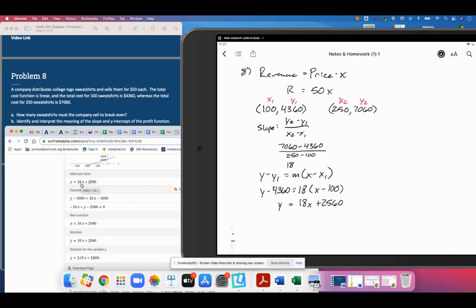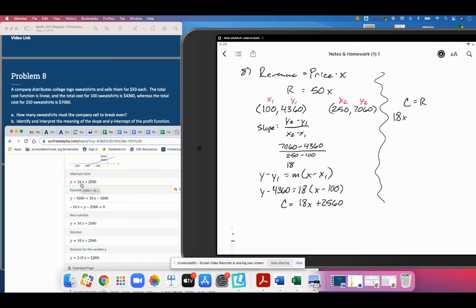Okay, and so we are asked how many sweatshirts must the company sell to break even? And so it's important for us to remember that this is our cost function. So I'm going to go ahead and change that y to a capital C so that I remember that this is the cost function and that up there is the revenue function. One thing that we can do, everyone, is remember if we're trying to break even, we can set cost equal to revenue. So break even occurs when cost is equal to revenue.